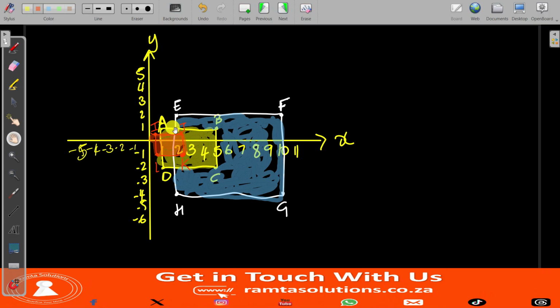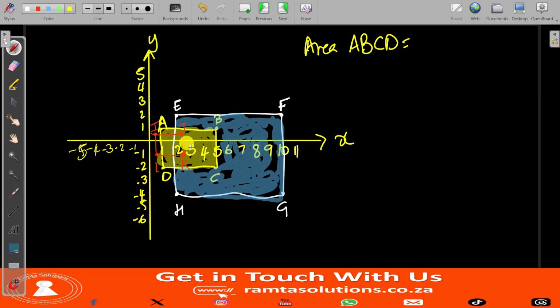Look at it. The original was A, B, C, D. Now, when you say enlarge it by a factor of 2, let's perhaps start with the areas. Let me calculate the area of A, B, C, D. A, B, C, D looks like what shape, guys? A rectangle, right? Indeed, it looks like a rectangle.